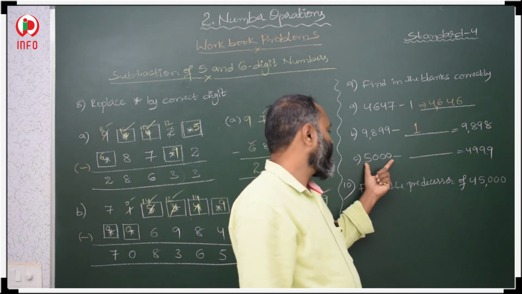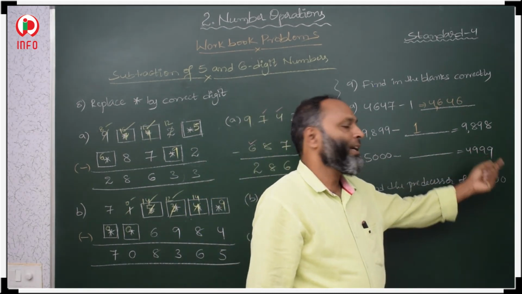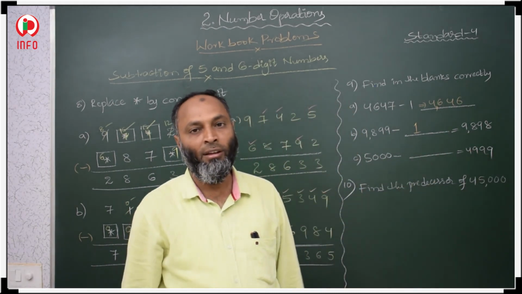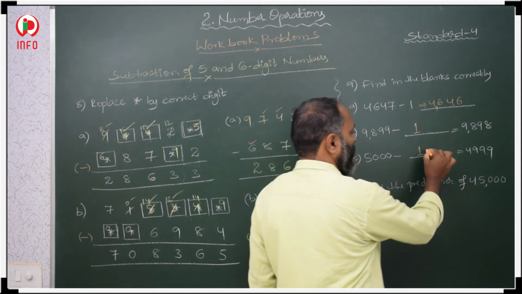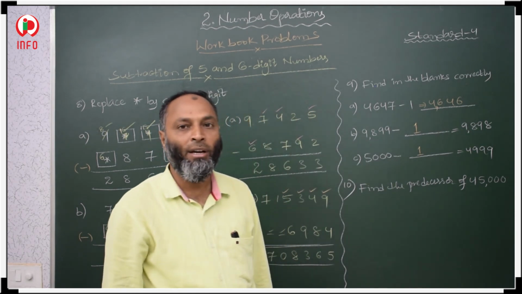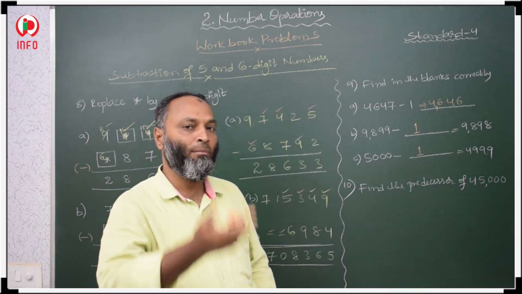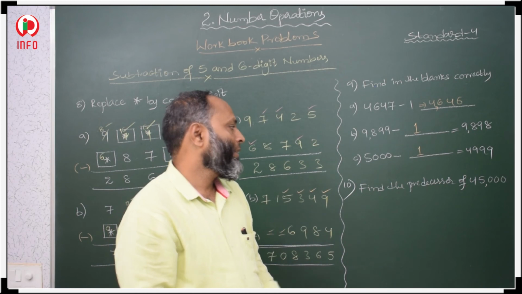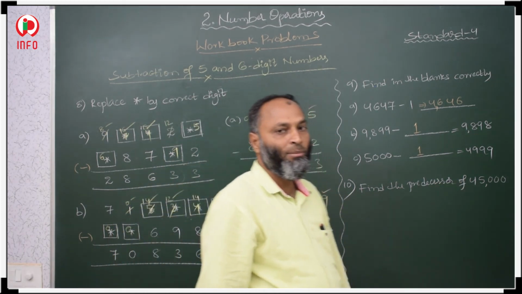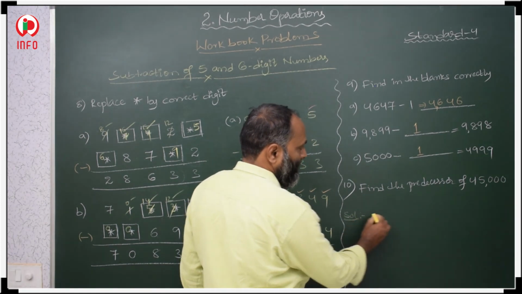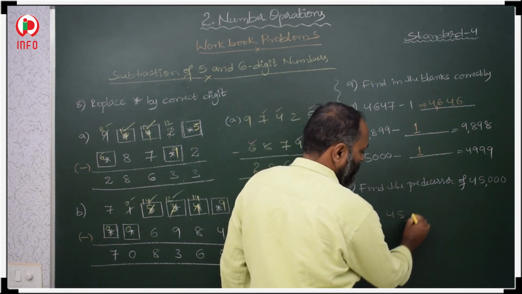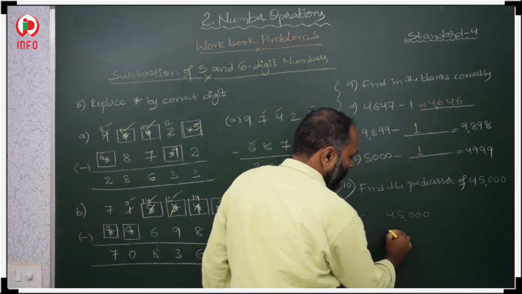4,999 is the predecessor of 5,000. If we subtract 1 from the number, then we will get the predecessor of that number. Predecessor means one number before. Then find the predecessor of 45,000. Predecessor means we have to subtract 1 from 45,000.